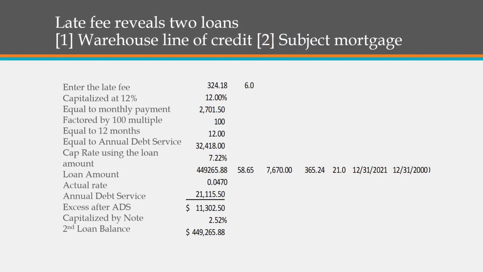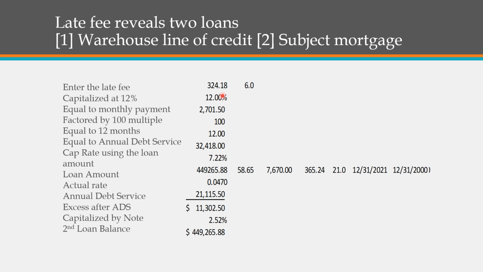All right, follow me on this. I think you'll find it fascinating. Hopefully it's not what's happening to you. We have a late fee of $324.18. Trusted pointer, where are you? Please, there you go. $324.18 is the late fee, and the late fee is charging 12%. That means 12% capitalized the $324 late fee at the borrower payment. Borrower payment was indeed $2,701.50. We factored that by 100.